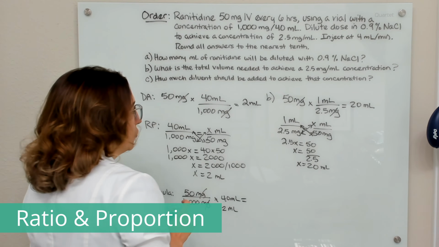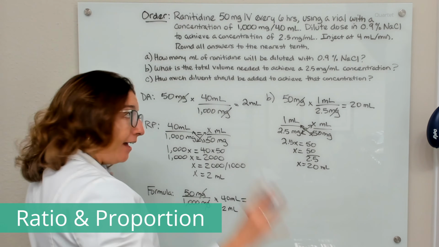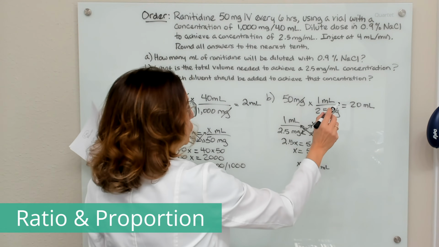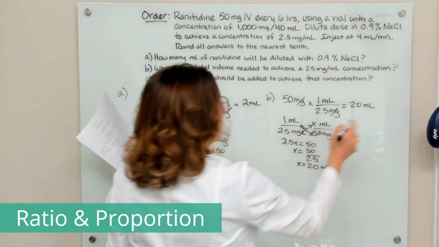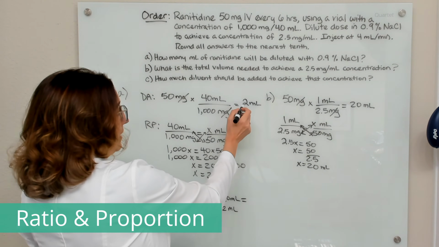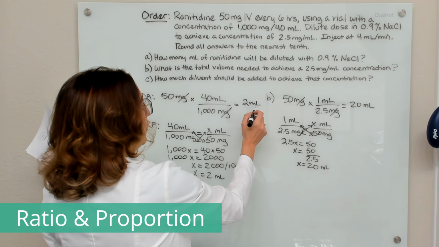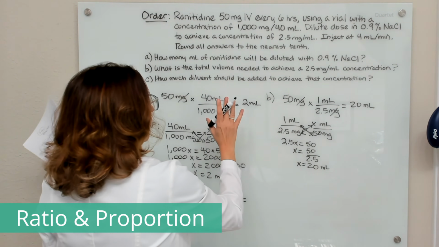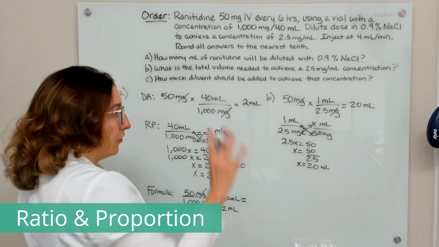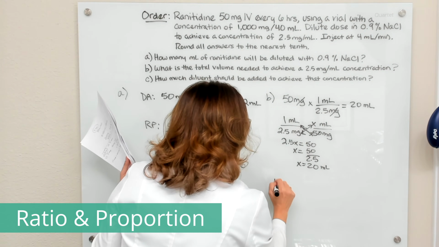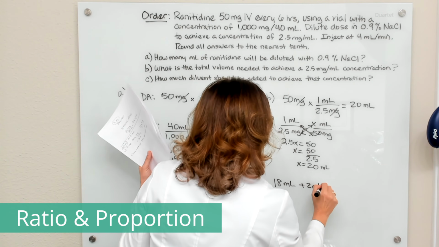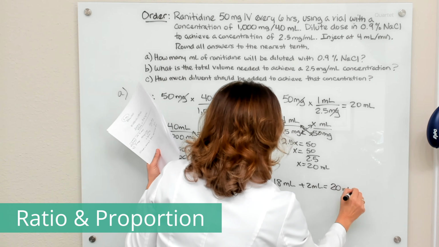So then the last question here is how much diluent should be added to achieve that concentration? So I need a total volume of 20 ml, but when I pulled my dose out of the vial, it came out with 2 ml already. So my dose is in 2 ml. I need a final volume of 20 ml, so I only need to add 18 ml to that 2 ml to get a total volume of 20 ml.